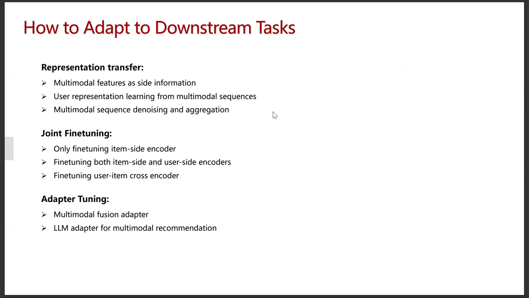So we also want to classify these techniques into different frameworks. The first one is the representation transfer. In this framework, the multimodal features are usually frozen as embedding features. They don't fine-tune or adapt the embeddings anymore. However, they study how to incorporate these embedding features into downstream tasks. And the other type is about joint fine-tuning of the modality encoders and the downstream task. The third one is how to adapt the multimodal large model, especially LLM, to help with the recommendation task. There are also some adapters focusing on how to fuse the multimodal features.